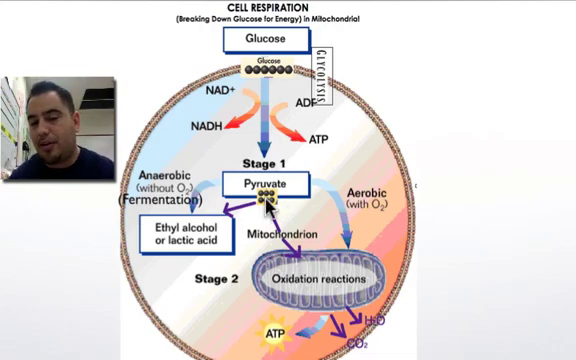Now, if there isn't oxygen, then we go in this direction, which is called anaerobic respiration, which means without oxygen. It's also called fermentation. And you either produce ethyl alcohol if you're a plant, bacteria, or yeast, and lactic acid if you're a bacteria or humans or animals. So let's take a look a little bit more on this side.